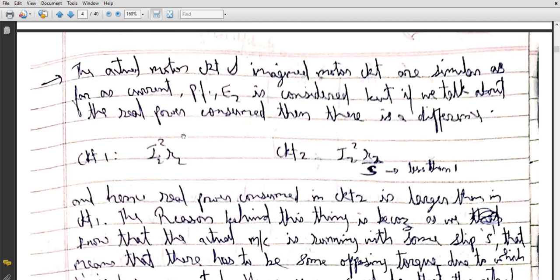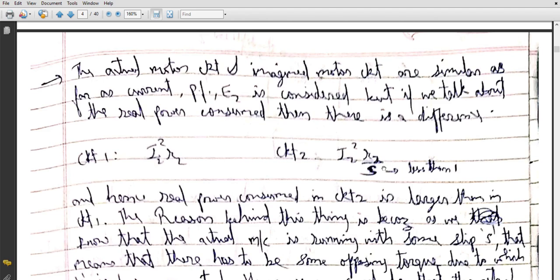Why? Because if we are using this formula, then we are only saying what the rotor ohmic loss is. I2 square into R2 is just giving the power loss, the active power consumed in the rotor resistance. It is not showing the active power consumed for mechanical energy. While this power is not only showing the rotor resistance, it is also showing the mechanical power. In this also, the rotor ohmic loss is again I2 square into R2 only. But the extra power, since this circuit 2 power is greater than this one.